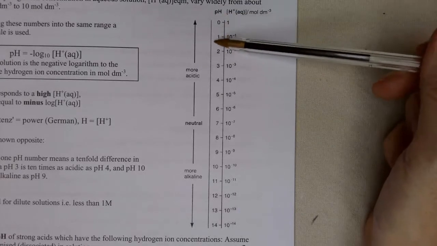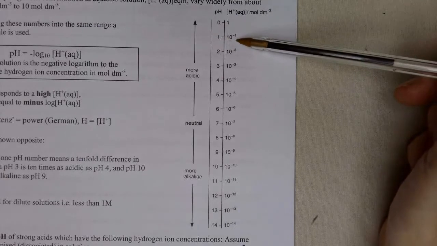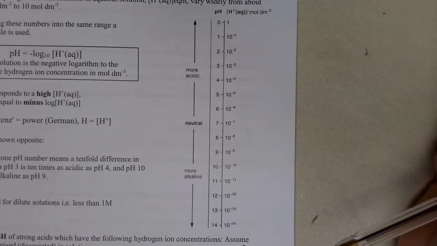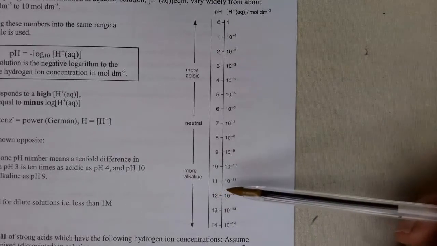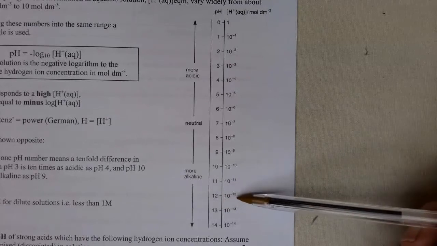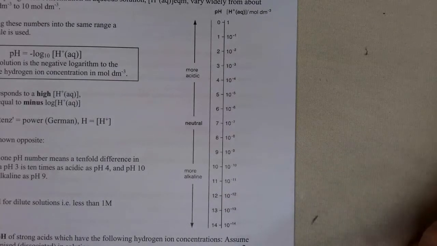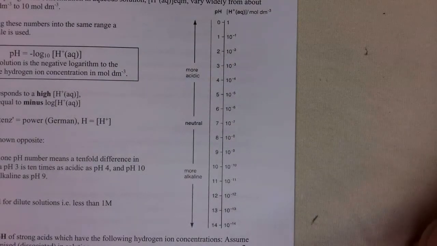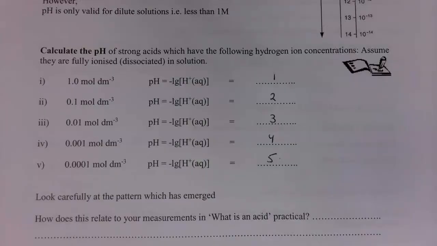Substances with a low pH have a very high concentration of hydrogen ions, so they're much more likely to act as acids. Whereas at the other end of the scale, substances with a very high pH have a very low concentration of hydrogen ions, and they're much more likely to act as bases. In the middle, we have our neutral compounds. And we can see that on the bottom of page 7.